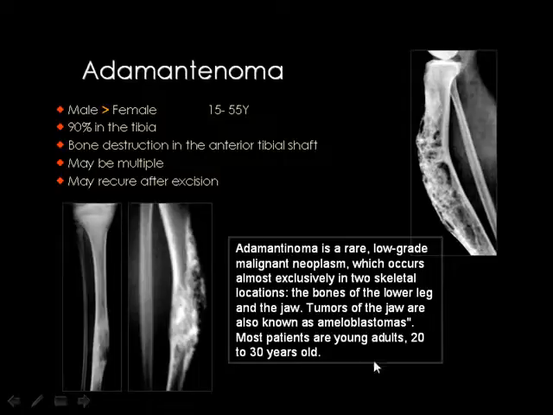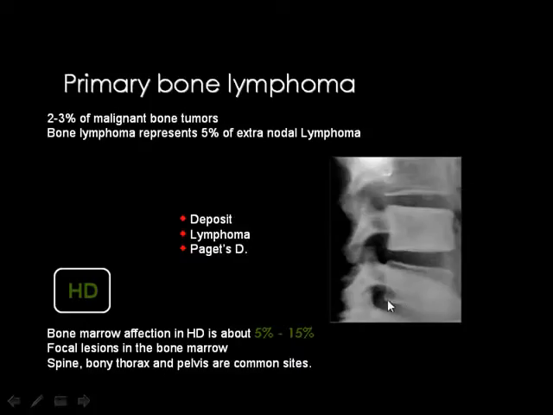Adamantinoma occurs in only two sites in the human body, in the tibia and in the mandible. In the tibia, it usually affects first the anterior aspect of the tibia, then affects the whole tibia. And if you see destructive lesions affecting the anterior aspect of the tibia, one of the diagnostic possibilities is the adamantinoma. But you can never reach the diagnosis unless by biopsy.